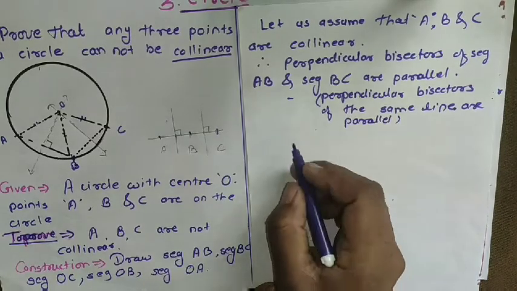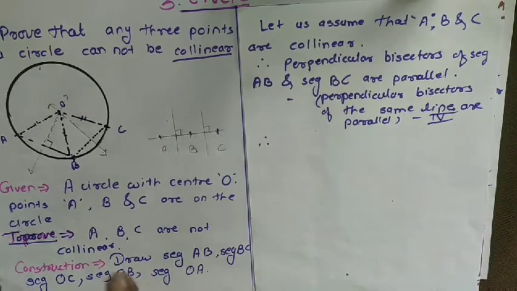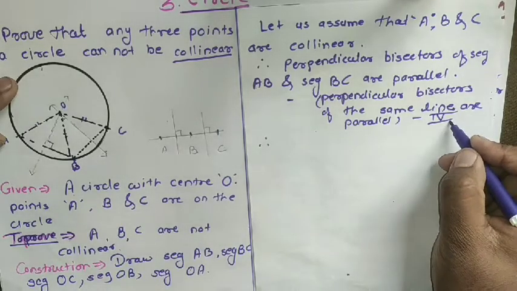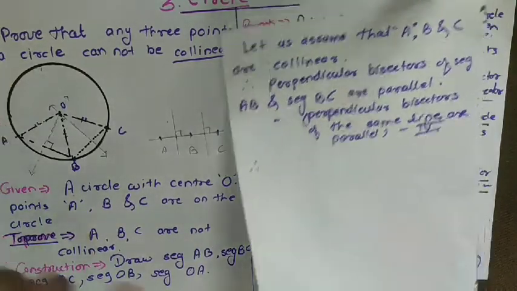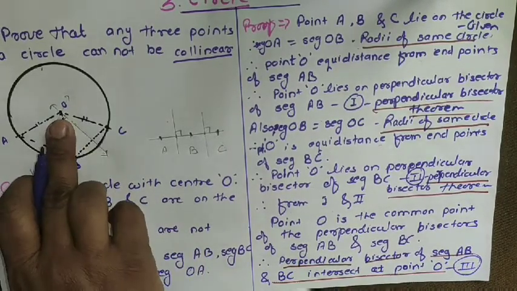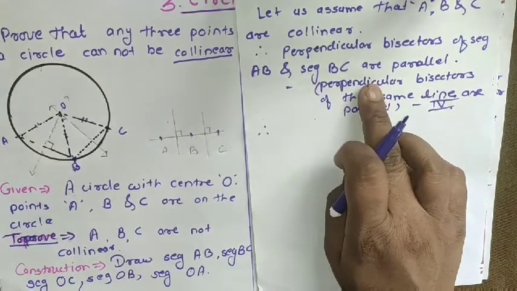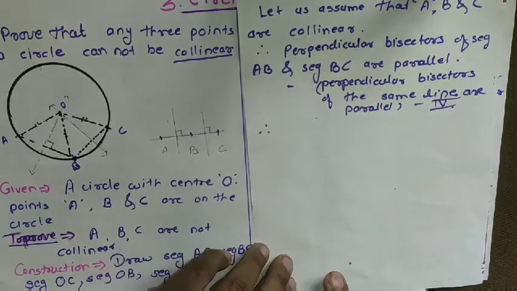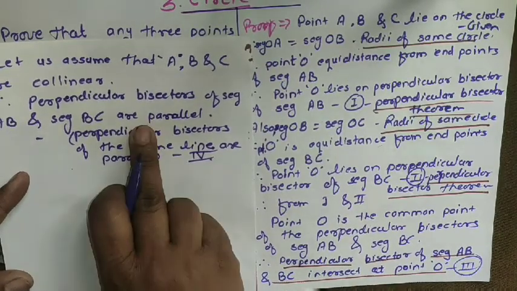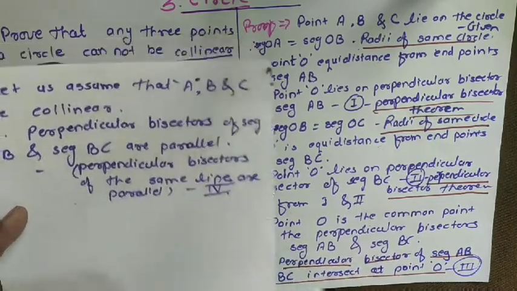Now, this contradicts statement 3, and this is statement number 4. If we are saying that ABC are collinear, then their perpendicular bisectors are parallel to each other. And in the 3rd statement I said that the perpendicular bisectors of segment AB and BC intersect each other. Now I prove that if they are in a straight line, their perpendicular bisectors are parallel to each other. So statements 3 and 4 say they intersect each other and they are parallel. Two parallel lines never intersect each other, that we know, and that's why these two statements contradict.